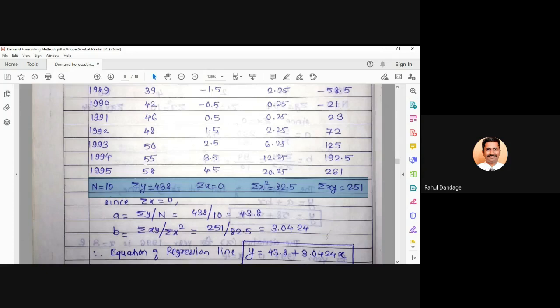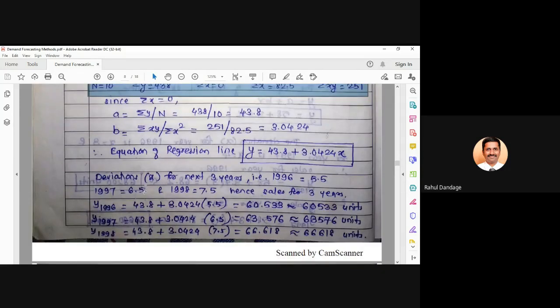So what will be the deviations? X value for 95 it is 4.5. So 96 it will be 5.5, 97 it will be 6.5 and 98 it will be 7.5. So keeping in view these values of x, that is 5.5, 6.5, 7.5, simply substitute in this equation. So for year 1996, the sales value y is equal to 43.8 plus 3.0424 multiplied by 5.5. So we get 60.533. Since the sales are in 1000, we say it is 60,533 units.